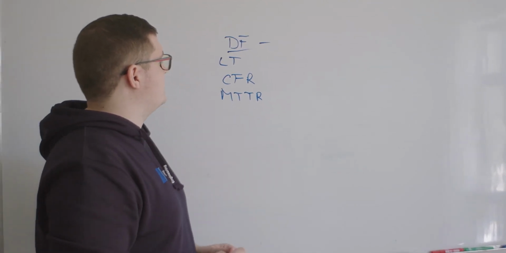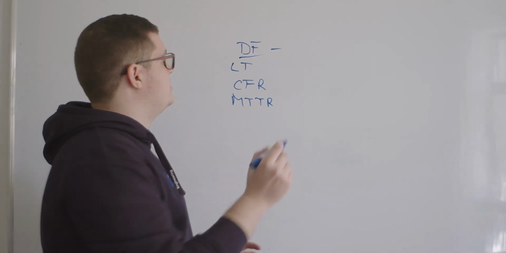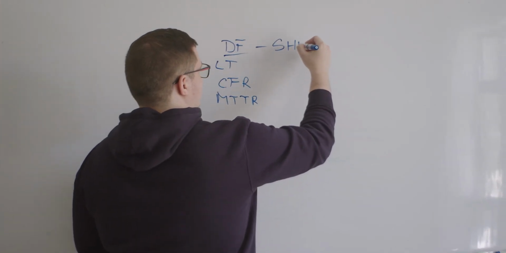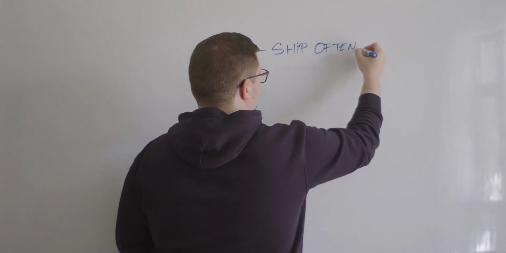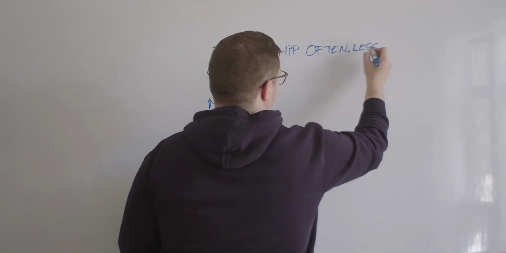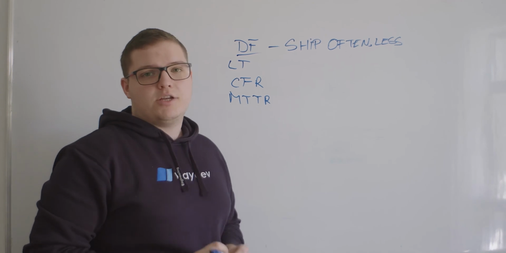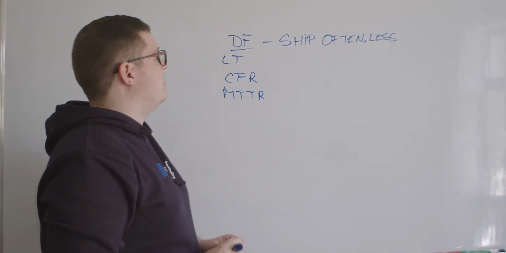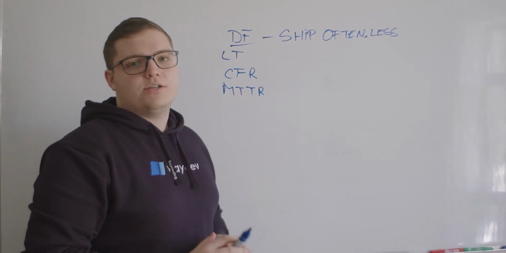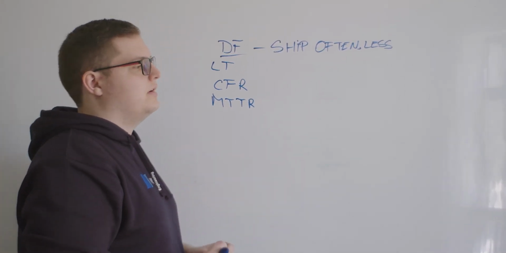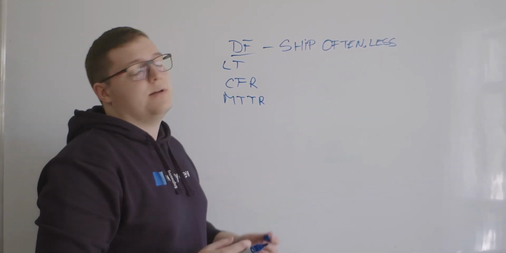So for deployment frequency, the key idea is to ship code often but less. Because if you ship less changes into production but at a more frequent pace, then it is much easier to both identify the faulty deployments and fix them faster.